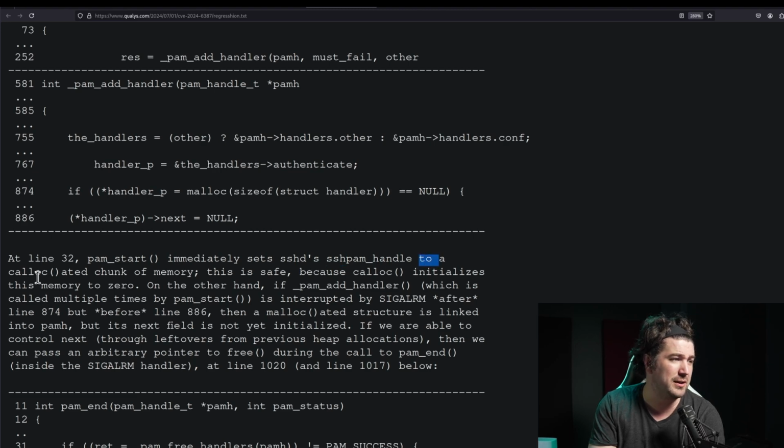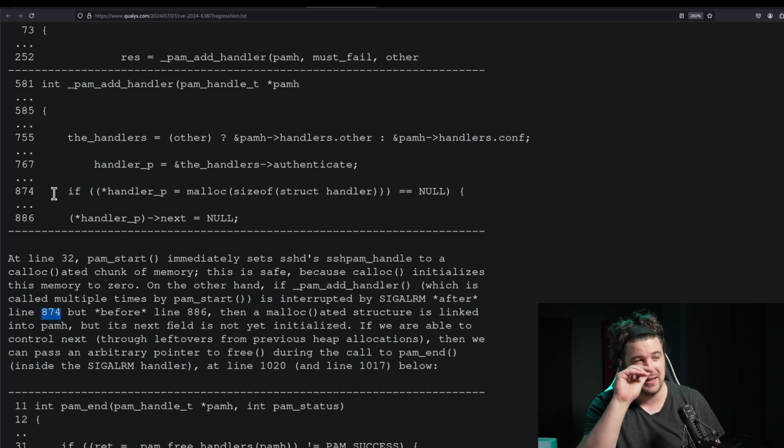...to a calloc-ed chunk of memory. This is safe because calloc initializes memory to 0. On the other hand, if the PAM add handler, which is called multiple times by PAM start, is interrupted by sig alarm after line 800, this is dedication, like understanding.